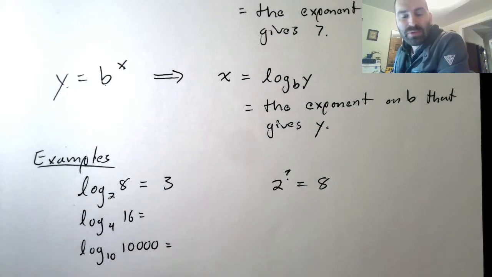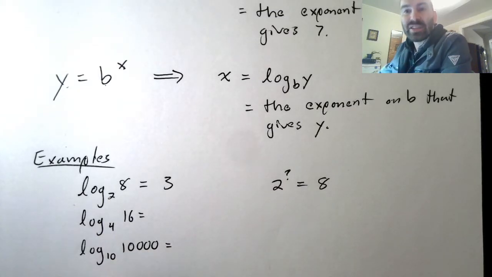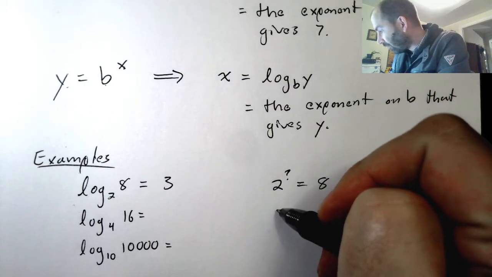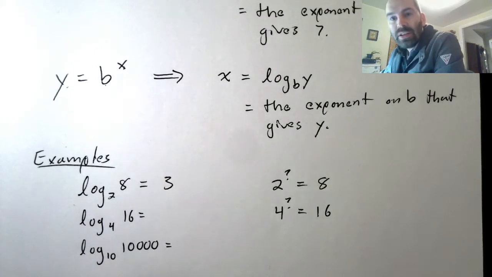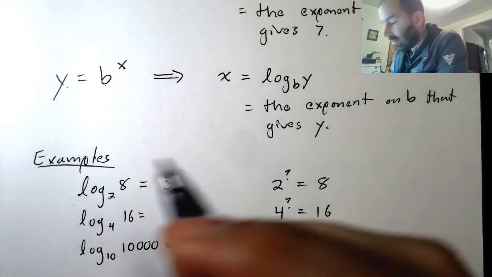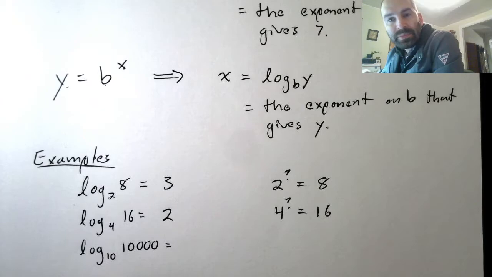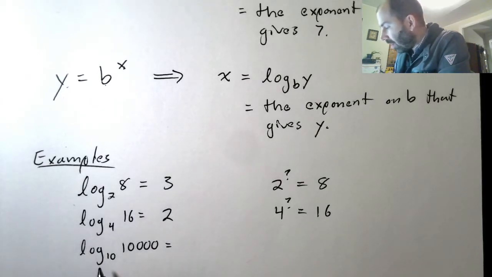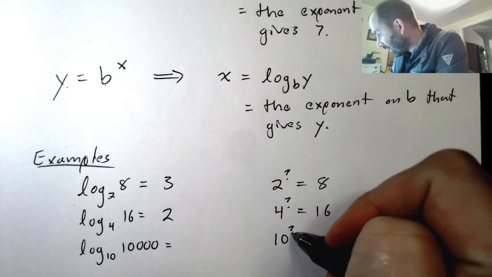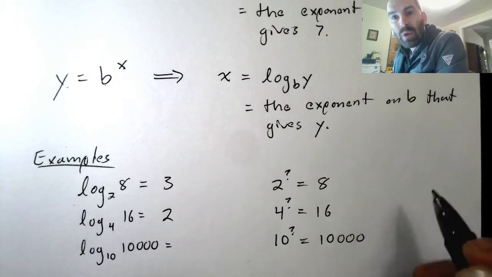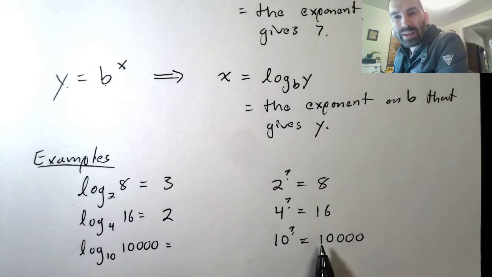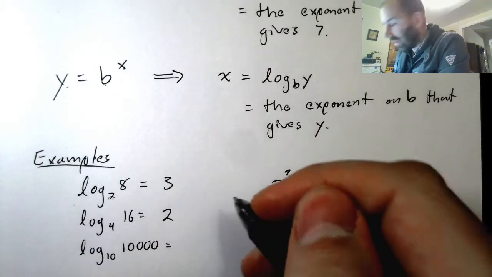Okay, what about log base 4 of 16? Well, it is the exponent on 4 that gives 16. So 4 to the what equals 16? Well, the answer is 2. What about log base 10 of 10,000? Well, that's the exponent on 10 that gives 10,000. 10 to the what equals 10,000? Well, I know that the exponent gives me the number of zeros here, so this must be 10 to the 4th.